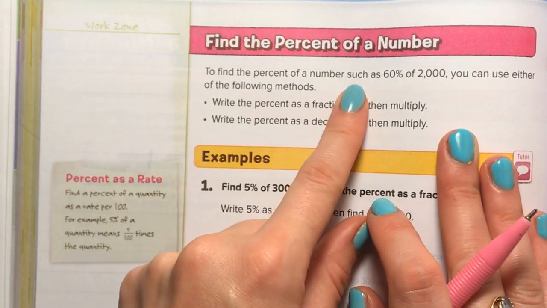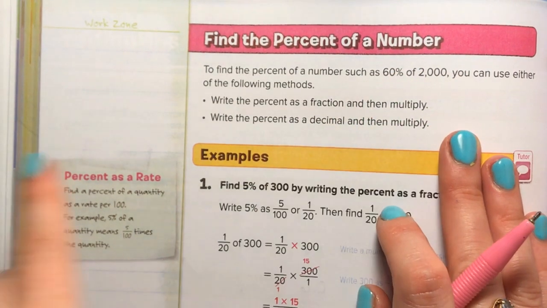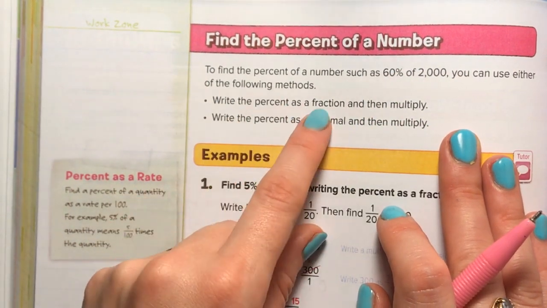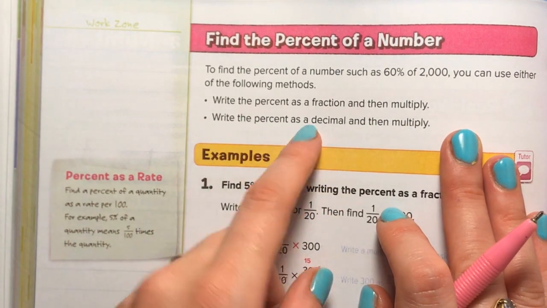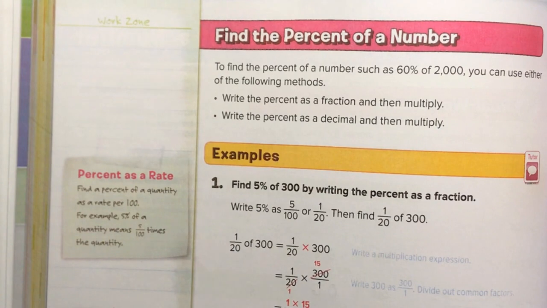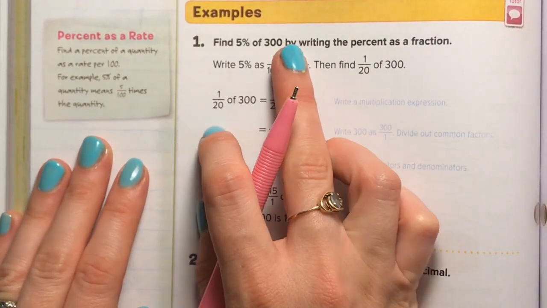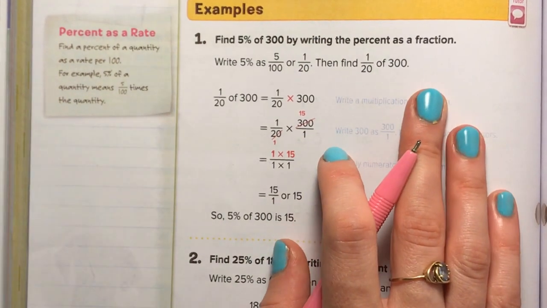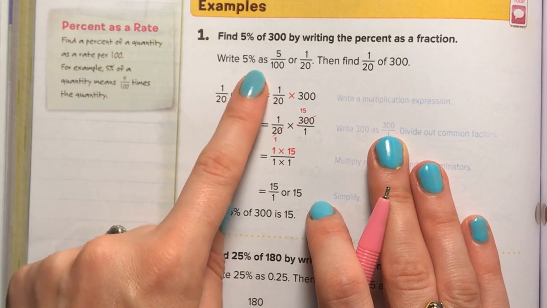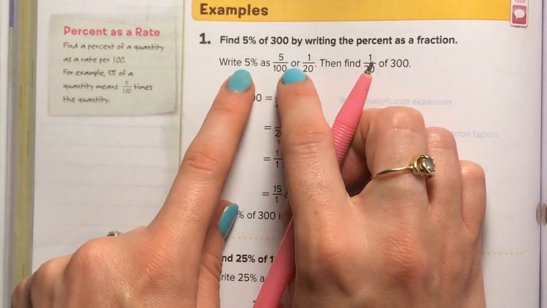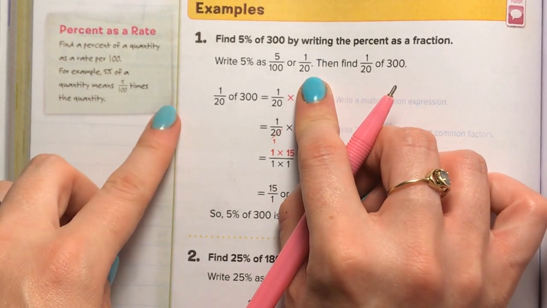To find the percent of a number, such as 60% of 2,000, you can use either of the following methods. Write the percent as a fraction and then multiply, or write the percent as a decimal and then multiply. So let's try it the first way. Find 5% of 300. So we want to know what 5% of it is. So they're going to do a fraction. So 5% as a fraction is 5 out of 100, or in simplest form, 1 out of 20.